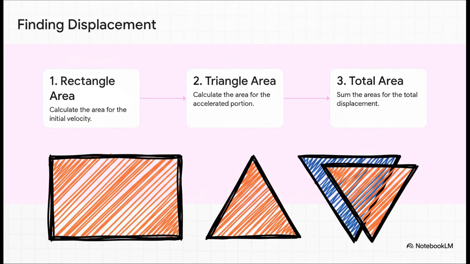Now, you could go dust off the formula for the area of a trapezoid if you really want to, but honestly, there's a much easier way. Let's just break it down into shapes we already know and love. You can see a rectangle on the bottom. That's kind of like our starting velocity. And then there's a triangle sitting right on top, which represents the boost in velocity from the acceleration.